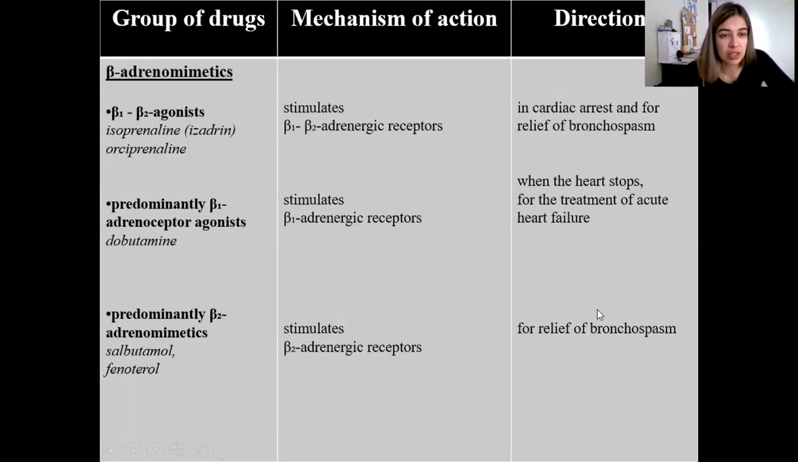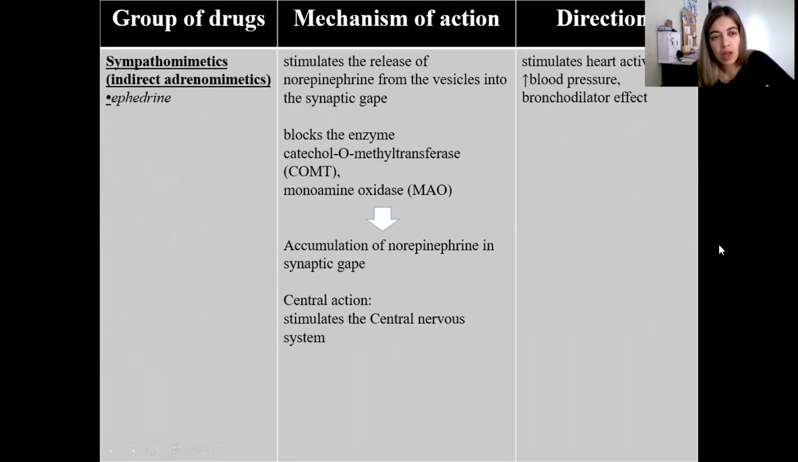Now, beta receptors and beta agonists. We have already discussed that beta 1 is mostly located in the cardiac cells, in the heart. Bronchoconstriction can also be an indication for these drugs. Bronchi have beta-2 predominantly, don't forget. Then sympathomimetics, which don't affect the receptors directly but help to accumulate norepinephrine.